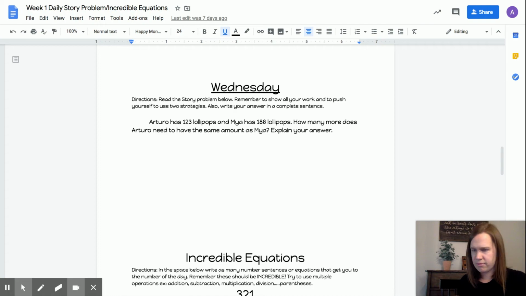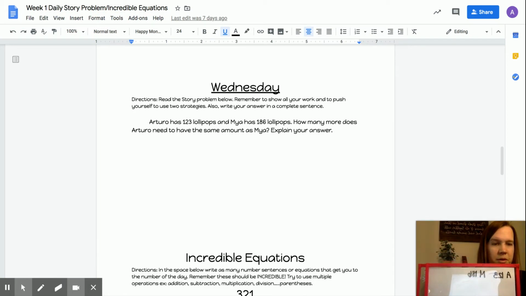I'm going to take some notes for myself. I'm going to say that A is going to represent what Arturo has, and he has 123 lollipops. M is going to be how much Maya has, and Maya has 186 lollipops. So I just took some notes for myself to help me remember as I work through the problem.